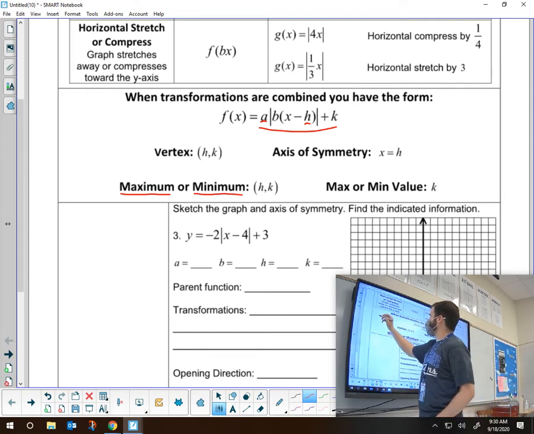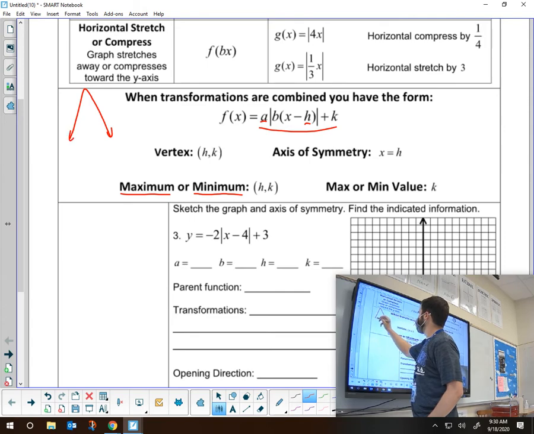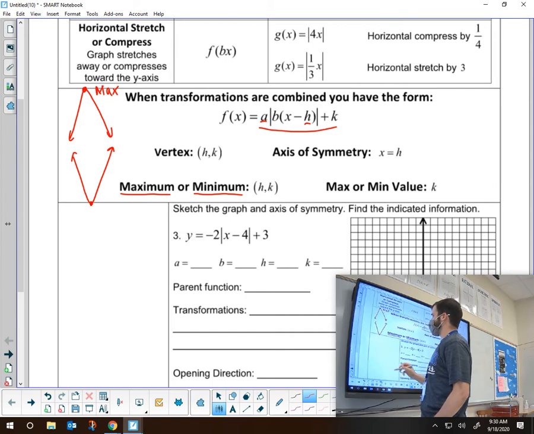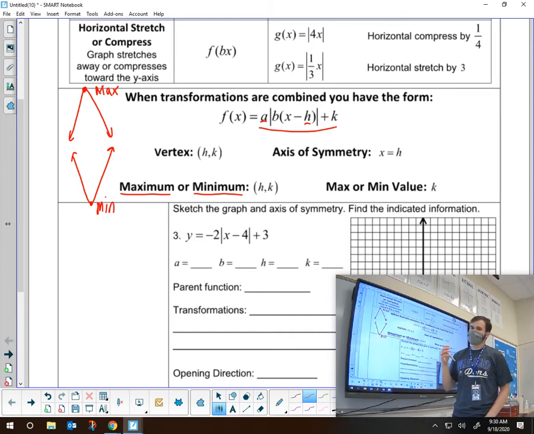We also need to talk about a maximum or a minimum, okay? If you have a graph like this, where it's going down, the point on top is a maximum. If you have a graph opening up like this, the point on bottom is a minimum. All right? And we just name that point. It's always going to be my vertex. So we just need to name my vertex as either a maximum or a minimum. Okay? So your max or minimum value is also going to be what your K is. So you're going to go K down or K up, and that's going to affect that.